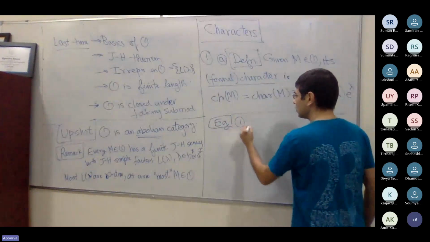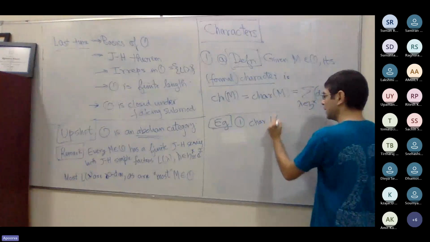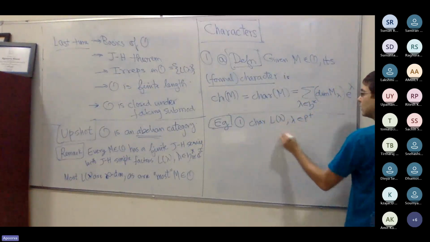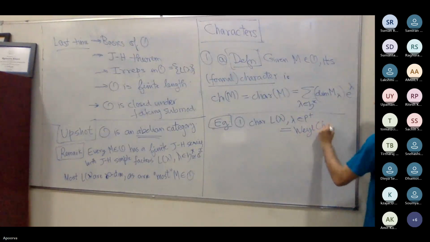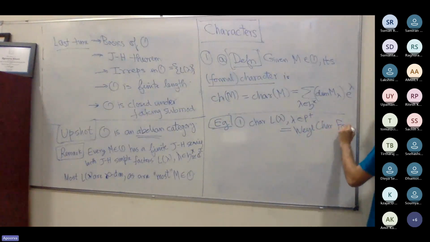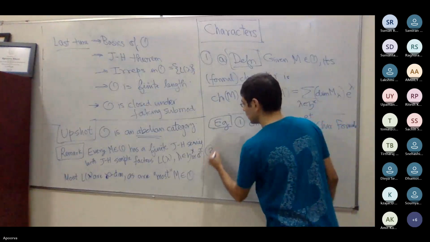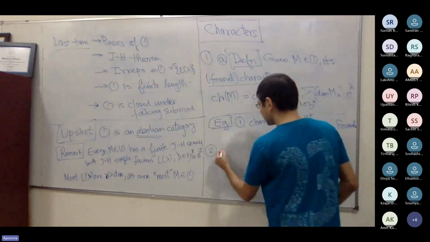So, for example, one: the character of L lambda, for lambda in P plus, is the Weyl character formula, which you have seen earlier. So that was the finite dimensional one.